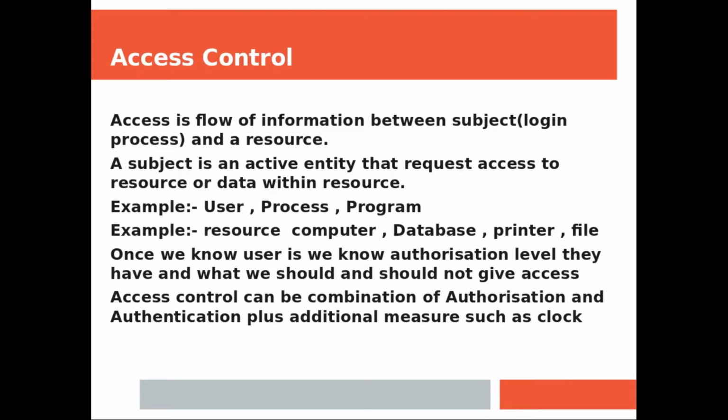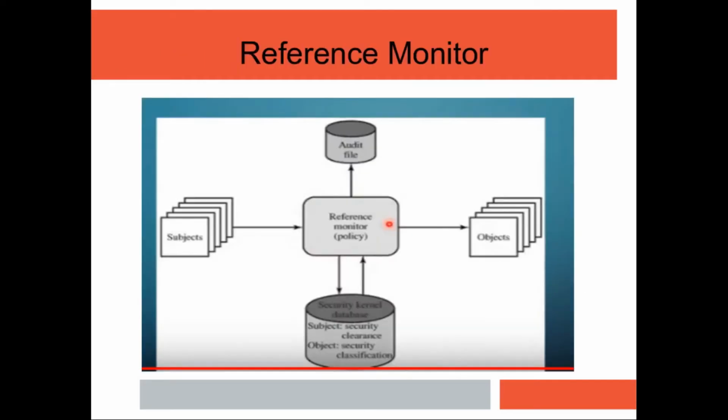Now access control. Access control is the flow of information between subject and object. A subject is an active entity that requests access to a resource or data within a resource. Just now we have seen user, process, program, and resource or computer, printer, file. Once you know the user and the authorization level they have, we decide what access to give and not give. Access control is a combination of authorization and authentication plus additional measures such as a lock.